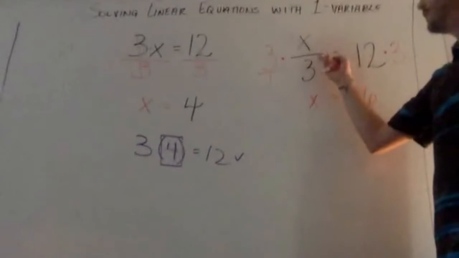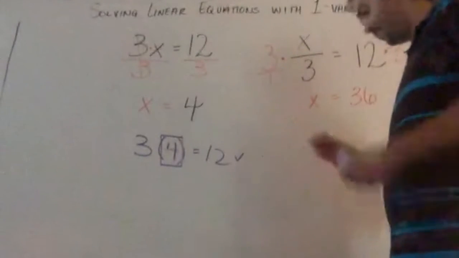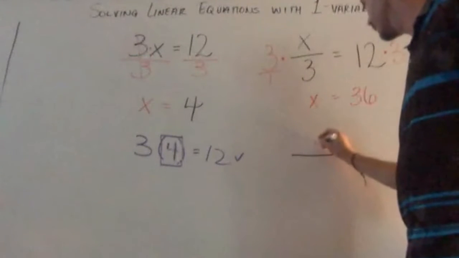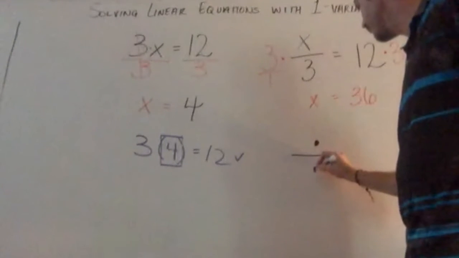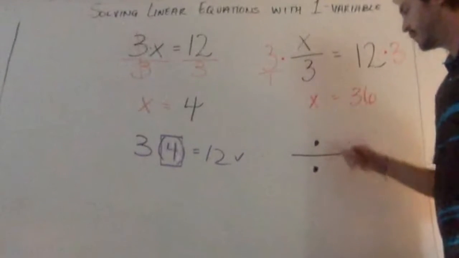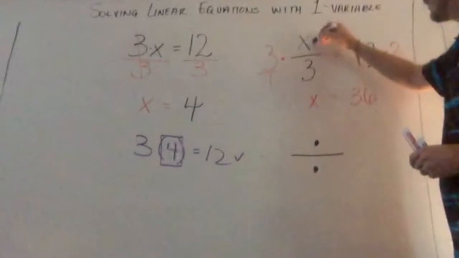So when I have division, or a fraction, which a fraction is division. Think about this. My division sign looks like a fraction, except with 2 dots. That's kind of what it means. So instead of dots, we have x over 3.